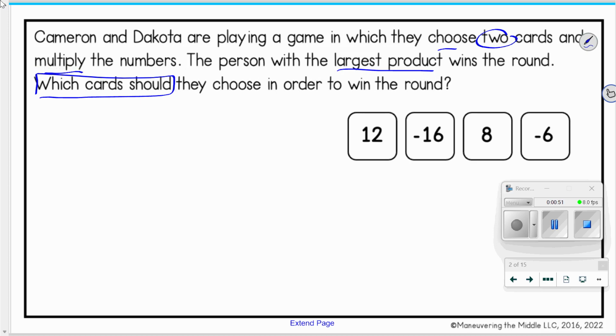Emil? They should choose either 12 and 8, or negative 16 and negative 6. So they do either one? Yeah. Kyla? Negative 16 and negative 6. Why do you say that one?